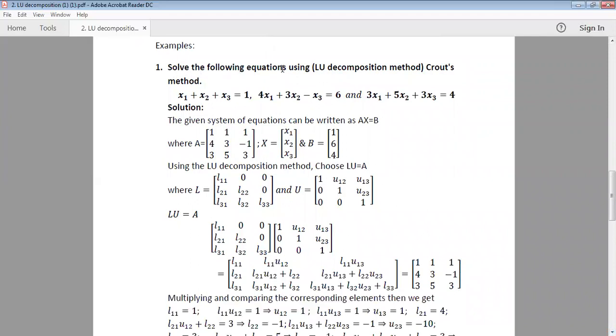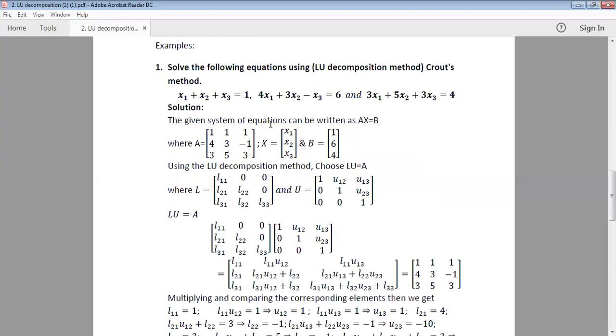Solve the following equations using Crout's method. So the equations are x1 plus x2 plus x3 equals 1, 4x1 plus 3x2 minus x3 equals 6, and 3x1 plus 5x2 plus 3x3 equals 4, right? So clearly this system is a non-homogeneous system because the constants are non-zero, right? So the matrix form of this non-homogeneous system is Ax equals B, right? So now we see the solution.